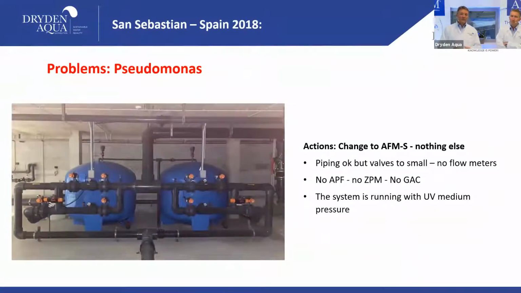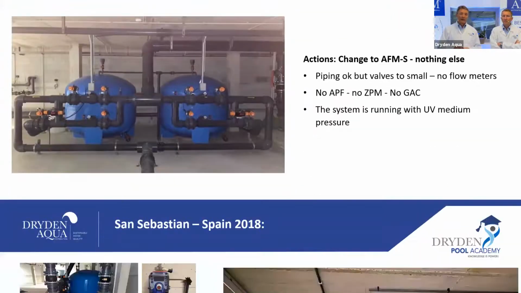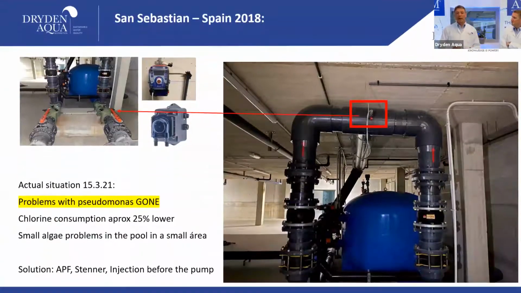And a last one, because that just came in 2 days ago, that was Spain, San Sebastian, where these are Calplus filters. They had problems here with Pseudomonas, so we changed it to AFM. We wanted to do more changes, but he said, no, just AFM, nothing else. They have a UV medium pressure running on it. And now Jan, my partner, he came back and said, Dominic, it really solved the problem. You see, this is brand new. It really solved the problem with Pseudomonas. We also have a lower chlorine consumption.